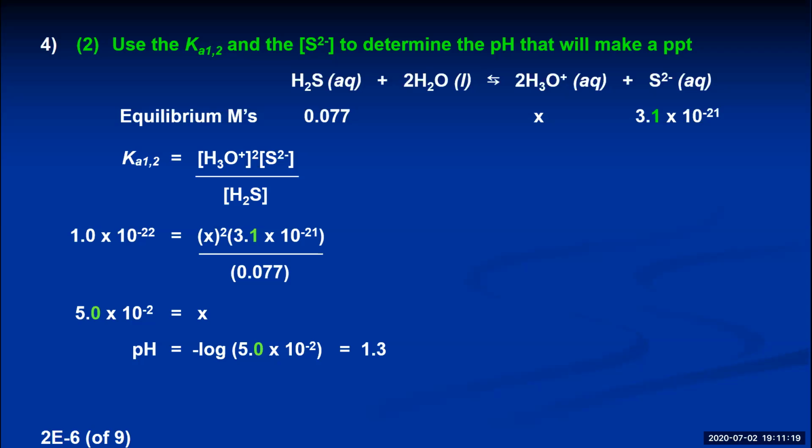Question number 5. Determine if manganese(II) sulfide will precipitate from a 0.08 molar manganese(II) solution that is saturated with H2S, molarity 0.077, and the pH adjusted to A, 2.00. So will it precipitate if the pH is 2.00? If you want to determine if it's going to precipitate or not, we determine if something precipitates with its Ksp. So in this problem, because the anion in the salt comes from the weak acid H2S, we're going to have to use the Ka12 first.